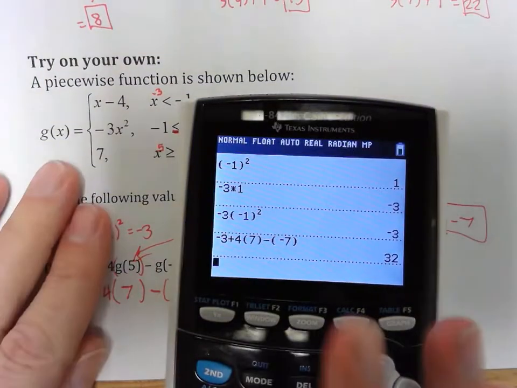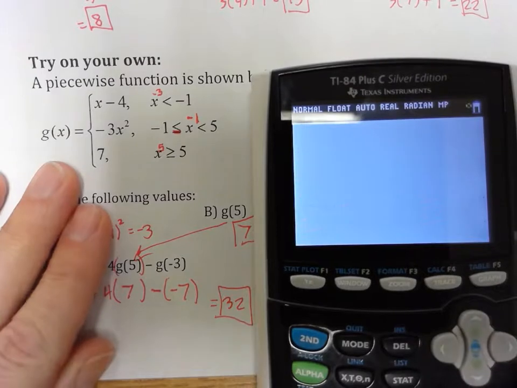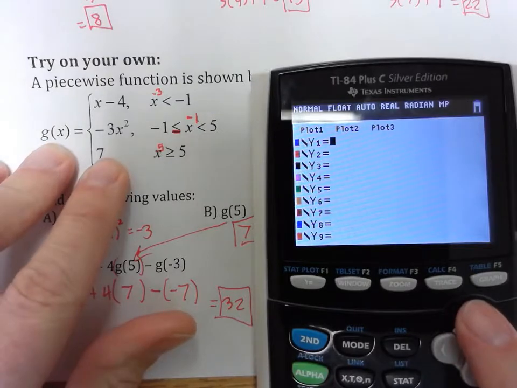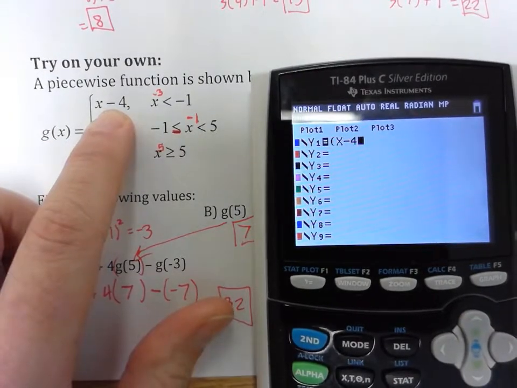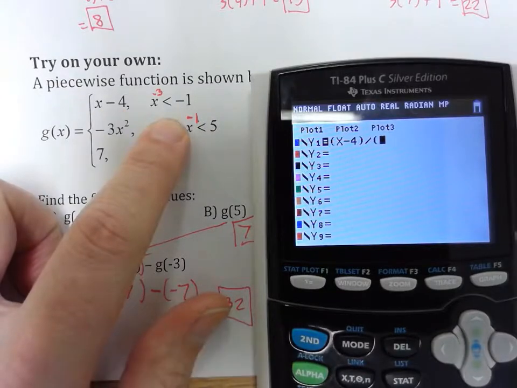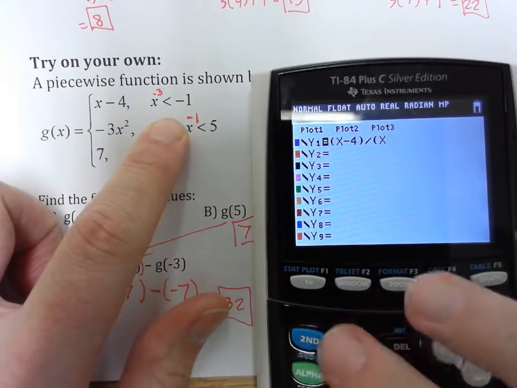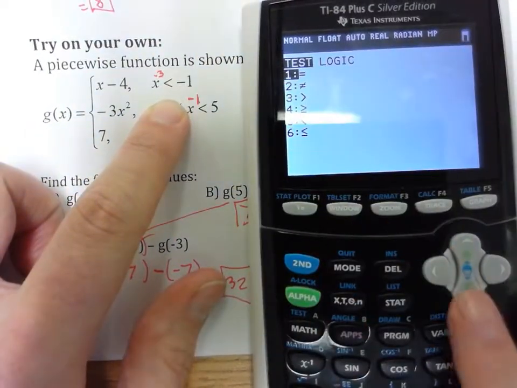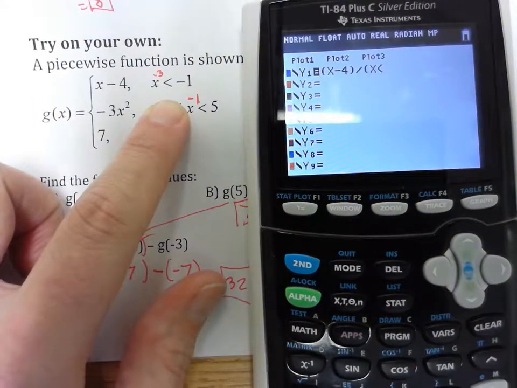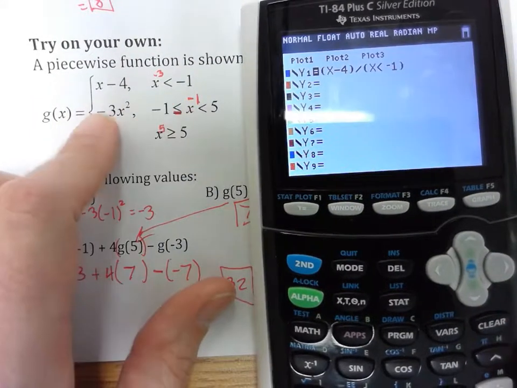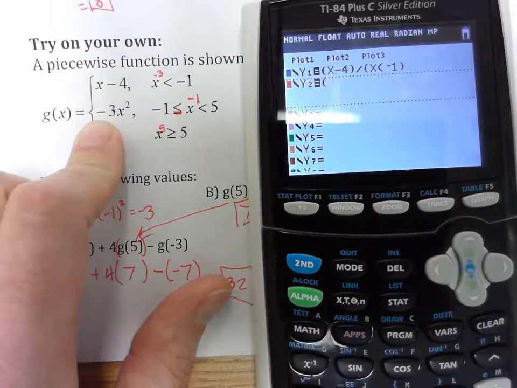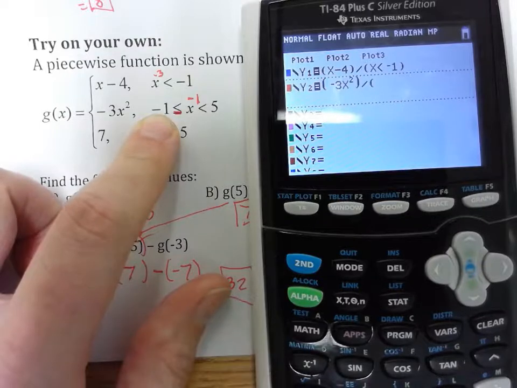Maybe you did it in the calculator. Maybe you did it in the y equals. Here's how you do it in the y equals. Parentheses, x minus 4, close parentheses, divided by, parentheses, x. You remember how to get the inequality? Second math. Less than -1, close parentheses. -3, x squared. What did I forget to do? Parentheses, -3, x squared, close parentheses, divided by, parentheses, -1.